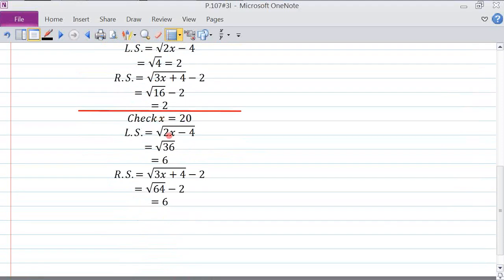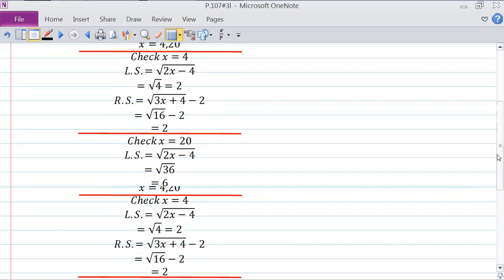X equals 20. 2 times 20 is 40. 40 minus 4 is square root of 36 equals 6. I put 20 into here. 3 times 20 is 60. 60 plus 4 is 64. Square root of 64 is 8. 8 minus 2 is 6. So the left side equals the right side.